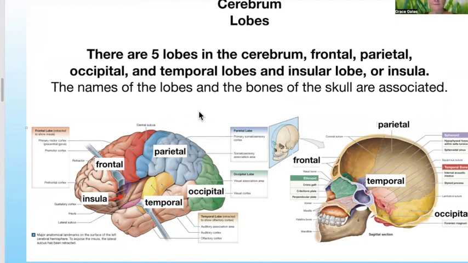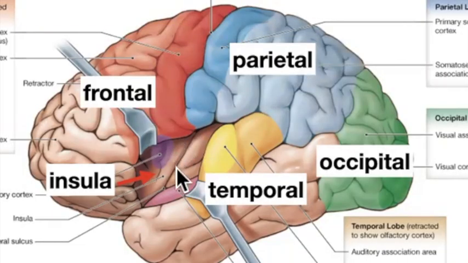The names of the lobes and the bones of the skull are associated. So we learned when we did the cranium that there was a frontal bone, 2 parietal bones, the occipital bone, and then 2 temporal bones. And these lobes go with the bones and they're found in the neighborhood of these bones. The only exception is the insular lobe, which is actually sort of hidden in the little pocket between the frontal lobe and the temporal lobe.